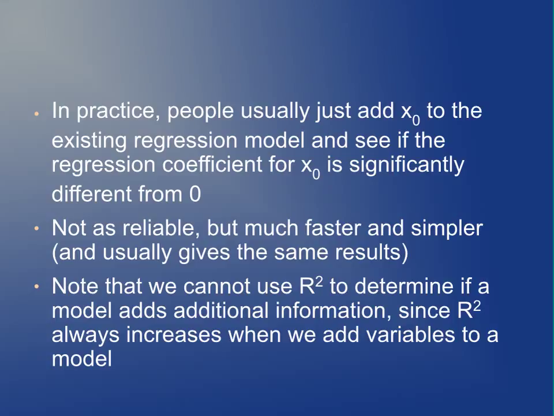In practice, nobody does it that way. Usually what you do is you just do two multiple regression models, one that includes x0 and one that does not, and you see if the coefficient for x0 is significantly different from 0 in the model that includes it. It's not as reliable, but it's easier to do, and the vast majority of the time it gives you the same results, and journals let you get away with that all the time, so whatever. It is important to note, however, that you can't use r² to determine if a variable adds additional information, because r² will always increase when you add more variables to a model.